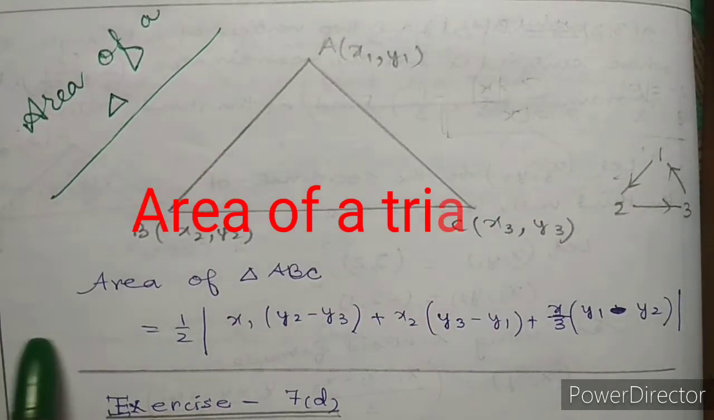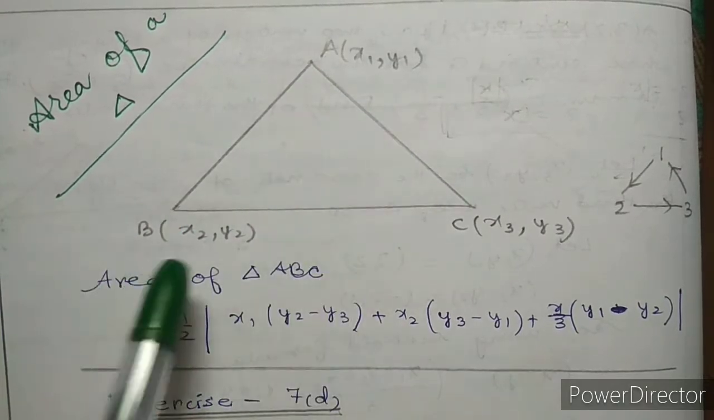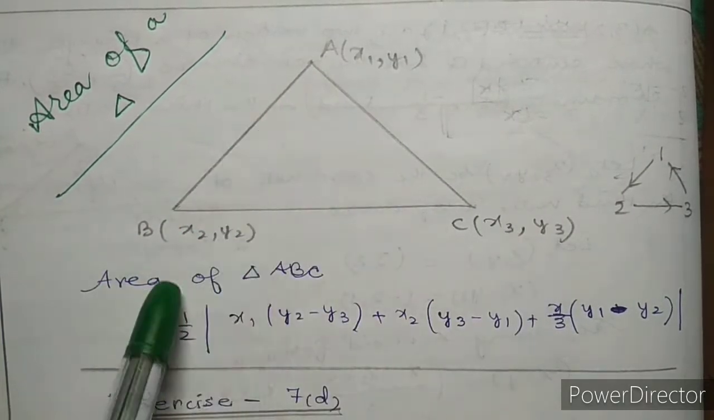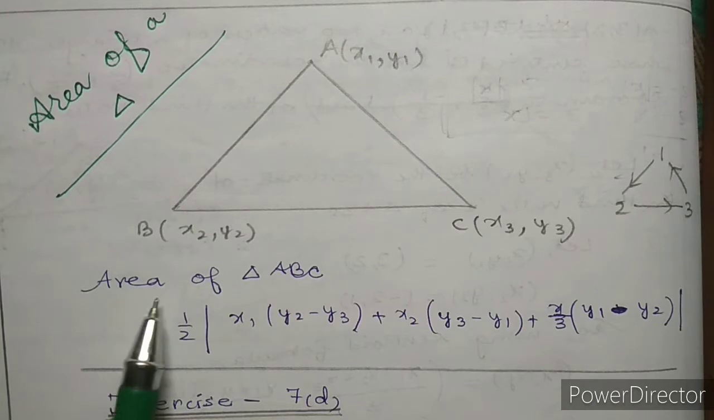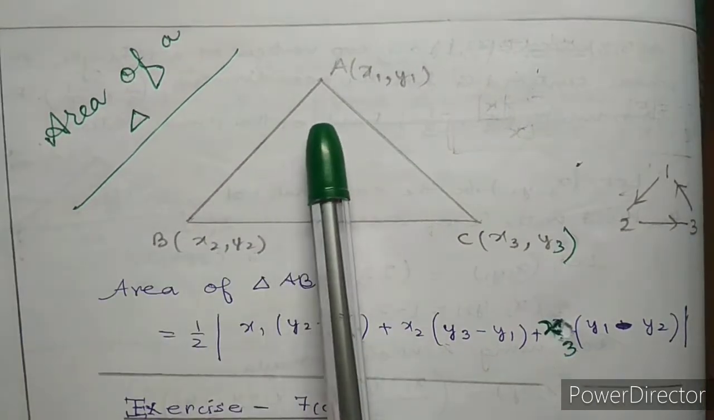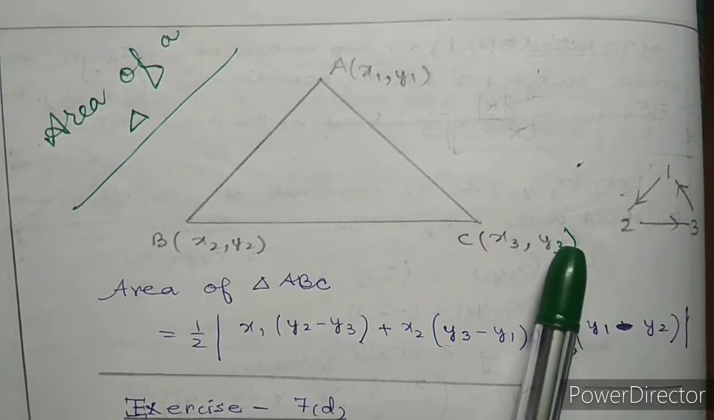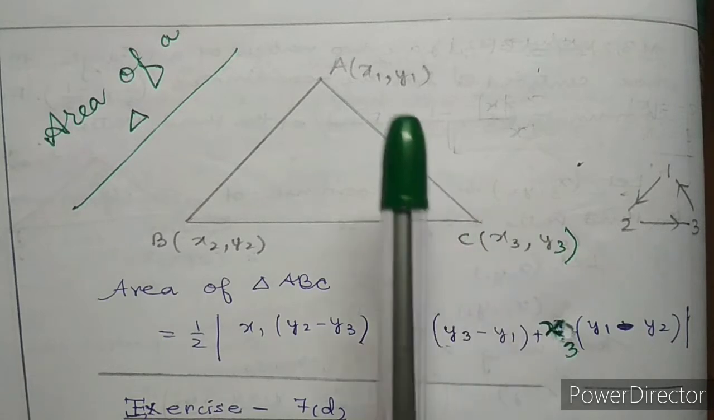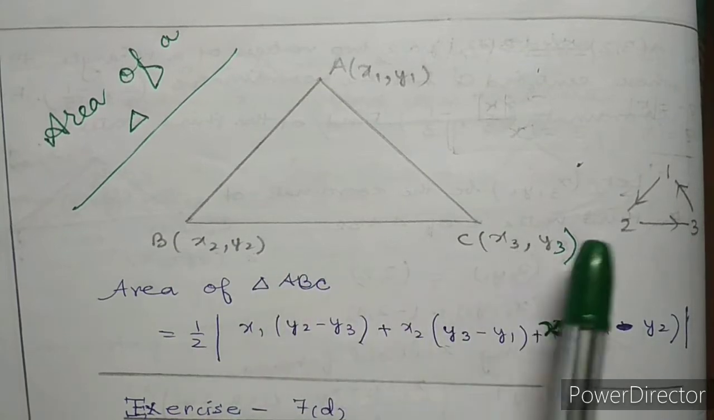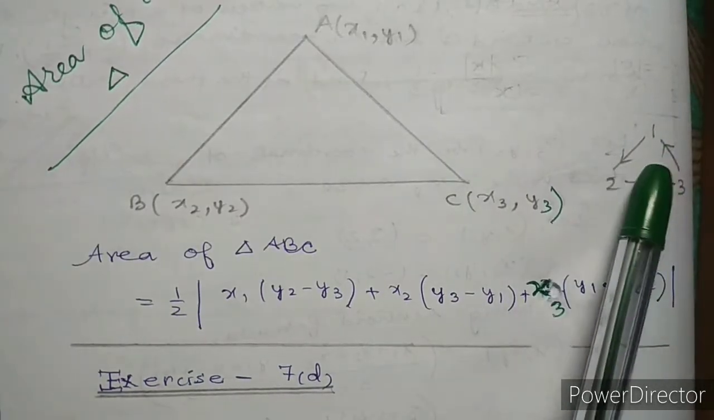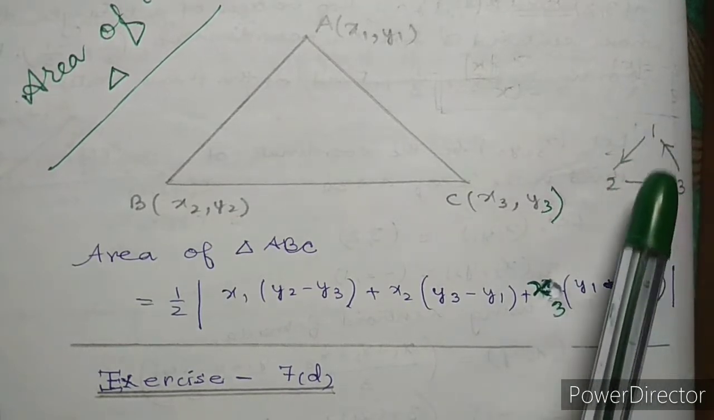Now let me discuss how to calculate the area of a triangle. Suppose here A x1 y1, B x2 y2 and C x3 y3, these three vertices are given to you and you have to find the area of the triangle. For this you have to remember one formula. Area of the triangle ABC will be half, then you give the modulus symbol, x1 (y2 minus y3), then x2 (y3 minus y1) plus x3 (y1 minus y2). How to remember? Just remember like this, 1 2 3 and give arrow like this. Then x1 y2 y3, x2 y3 y1, x3 y1 y2.